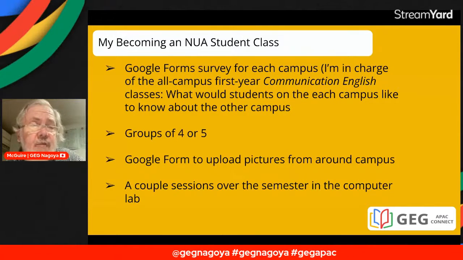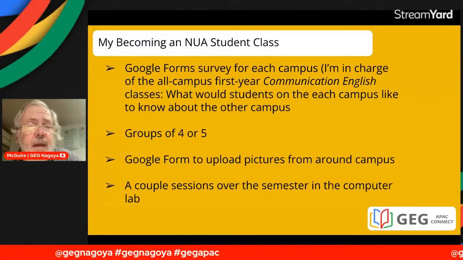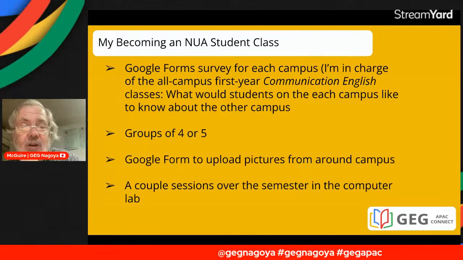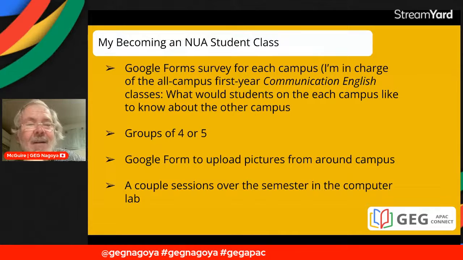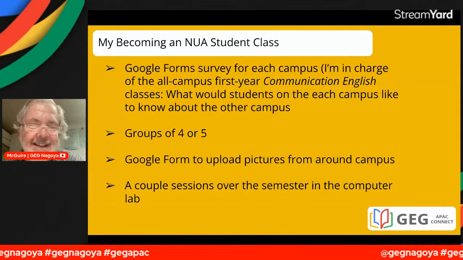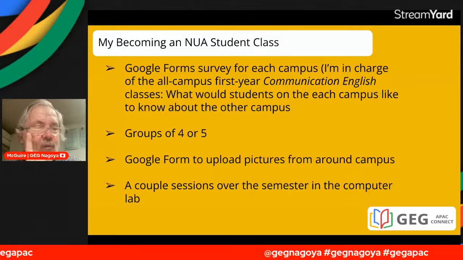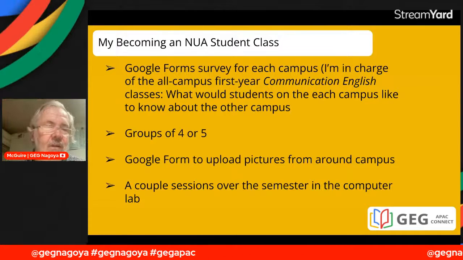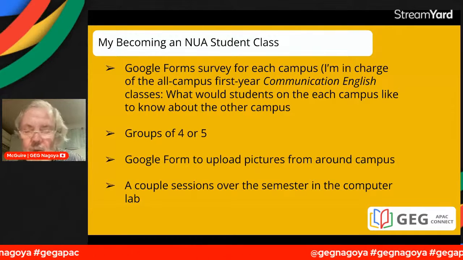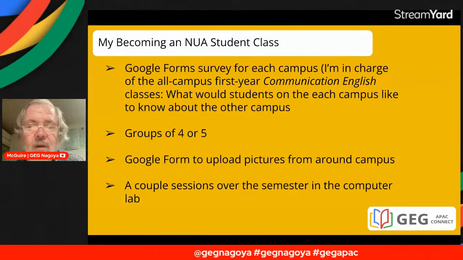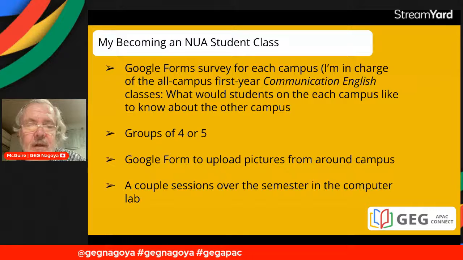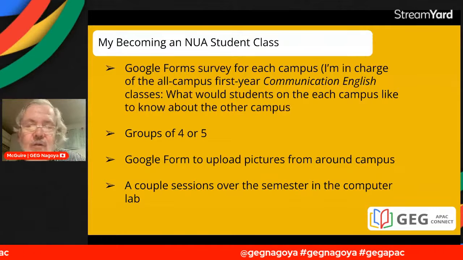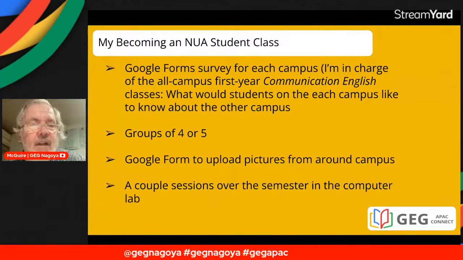So the basics, the framework for the class is I use Google Forms. I'm also teaching a communication English class, which is also a first-year entire class. And I'm in charge of the foreign teachers teaching that class. So I was able to share Google Forms across all the classes and give both campuses a survey. What would you like to know about the other campus? This is in Japanese, and then I shared the results with the students so they kind of knew what the other campus would be interested in. They worked in groups of 4 or 5, and I created a Google form. This is not Google Sites yet, but I wanted you to understand kind of what the project was. I used a Google form to let students upload pictures from around campus.